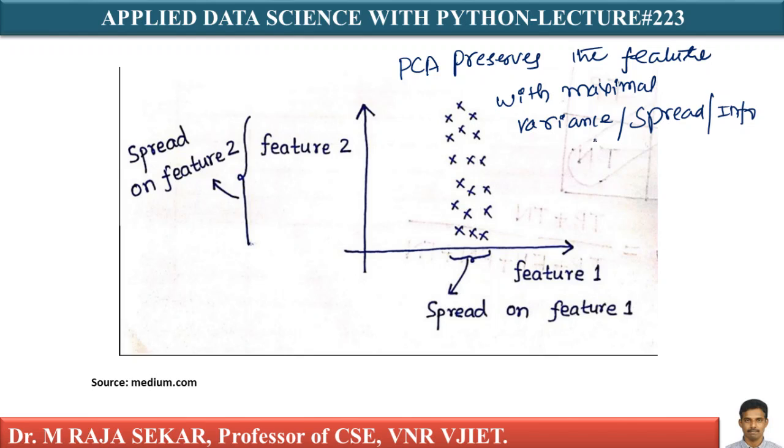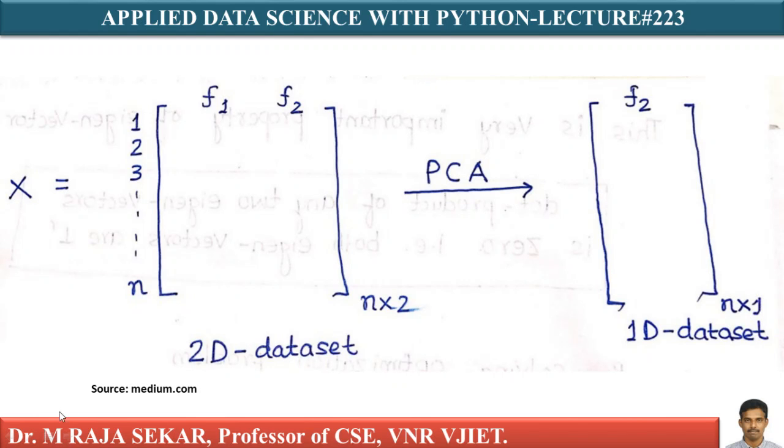In the graph, it is a bit easy to visualize which dimension holds maximum information, maximum spread. That is feature 2, the heights of the students, isn't it? This is a two-dimensional data set. Feature 1 is age and feature 2 is heights. There is less spread on age. Therefore, you can remove feature 1 and preserve feature 2.